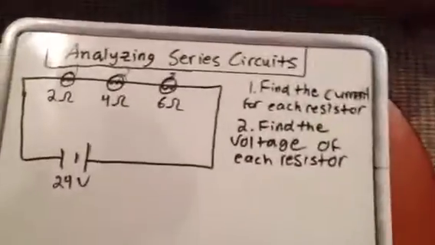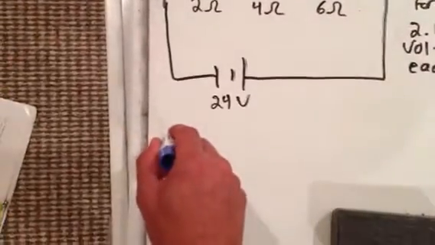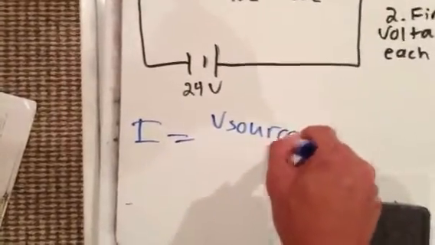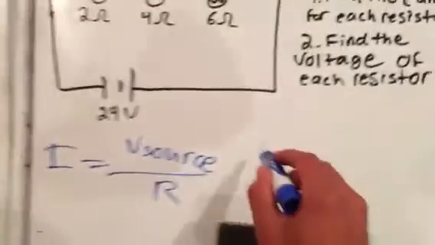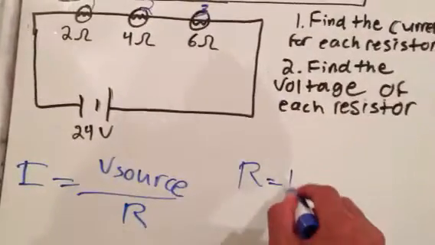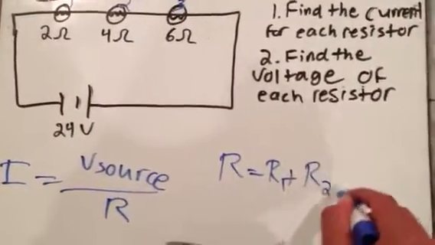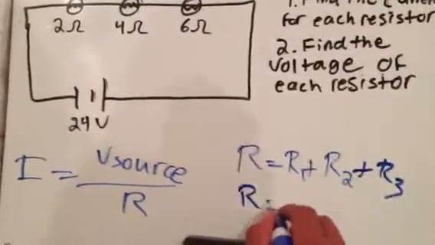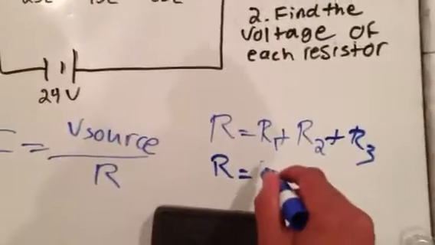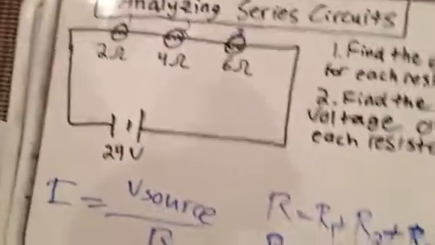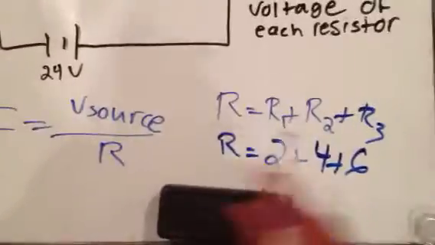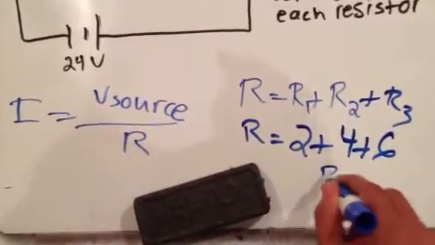We begin with the first question, where we need to find the current for each resistor. So we need to utilize the equation I equals V source over R. Now we need to find the total resistance. That's equal to R1 plus R2 plus R3. So R is equal to, what's the first value? 2. And you don't have to write the units, but if you want to, you can. Just make sure that doesn't confuse you. Plus 4, plus 6. So the total resistance is 12.